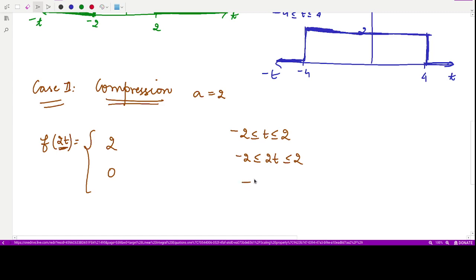Therefore when you solve this and reduce this again to t, it would become this. That means when you divide by 2 on both sides, this would be your limit.